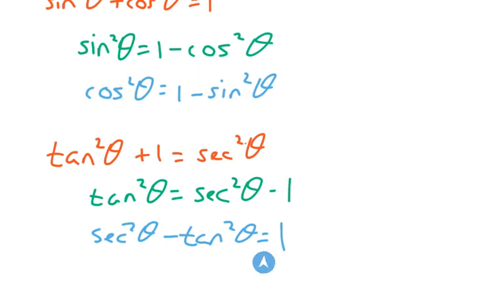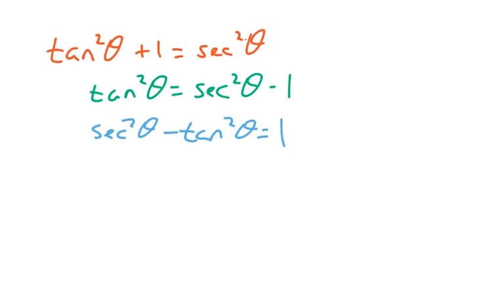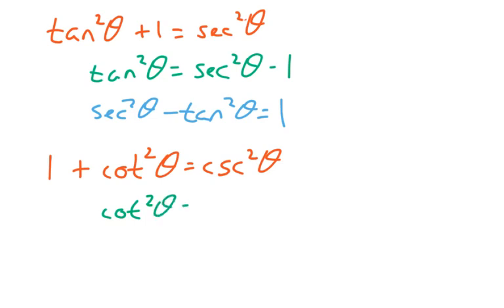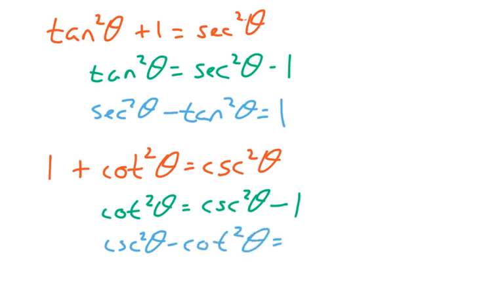Again, we may need to use specific orderings here to do what we need to do. And like I said, that'll be section 7.2 when we start verifying identities. The last Pythagorean identity the book gives us is 1 plus the cotangent squared of theta is equal to the cosecant squared of theta. And then building off of that, we could say the cotangent squared of theta is equal to the cosecant squared of theta minus 1. Or we could say that the cosecant squared of theta minus the cotangent squared of theta is equal to 1.